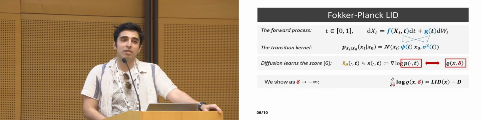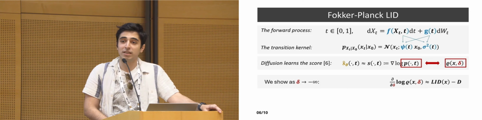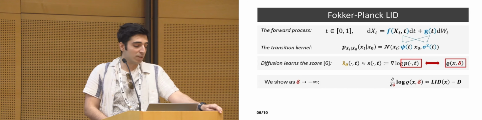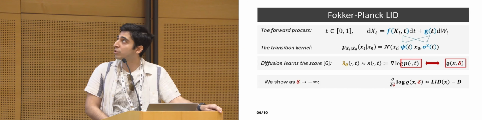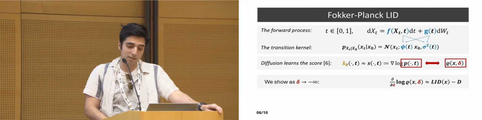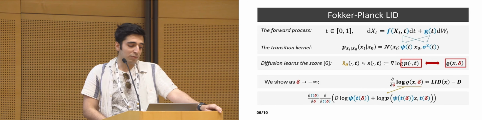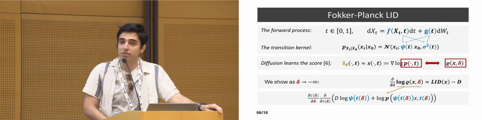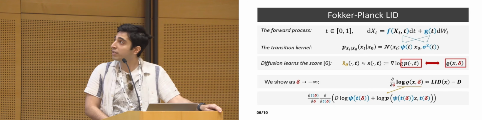We theoretically show that as delta goes to negative infinity, instead of doing a linear regression as opposed to the previous method, you can actually take the derivative of these log Gaussian convolutions with respect to the log standard deviation, and that will give you the LID. So we replace that log standard deviation with a term that's denoted here.